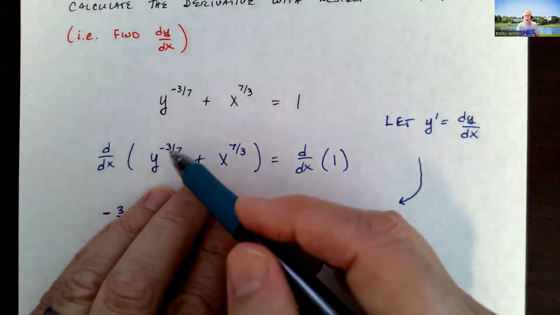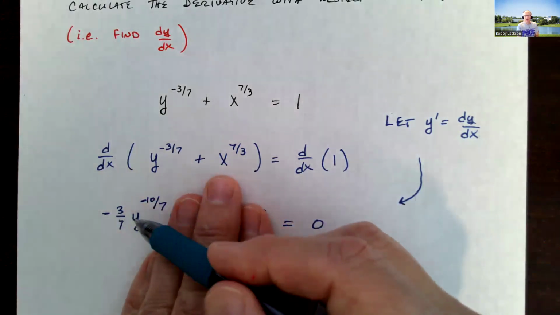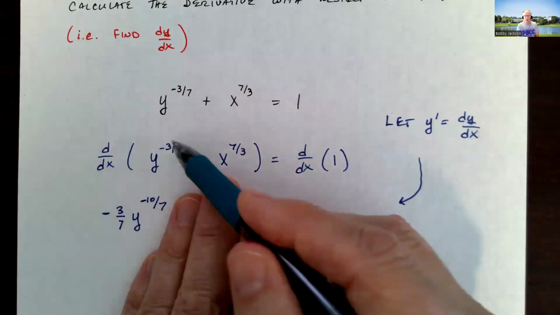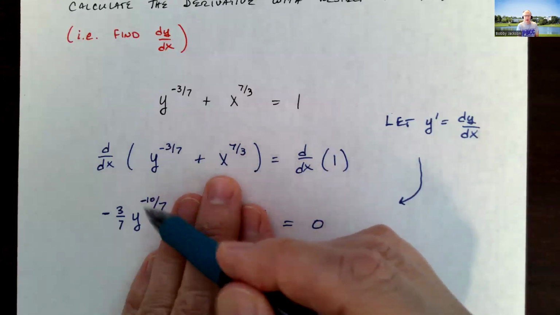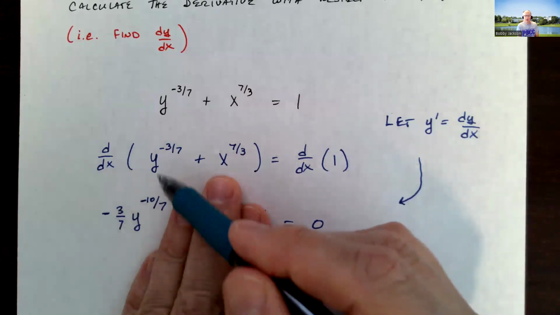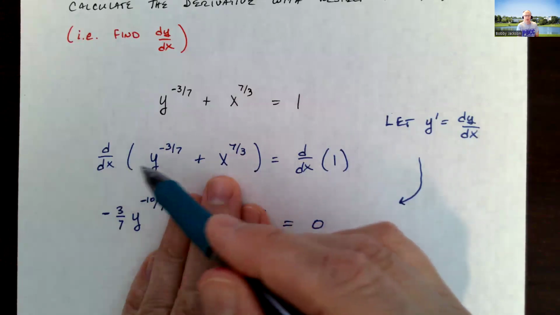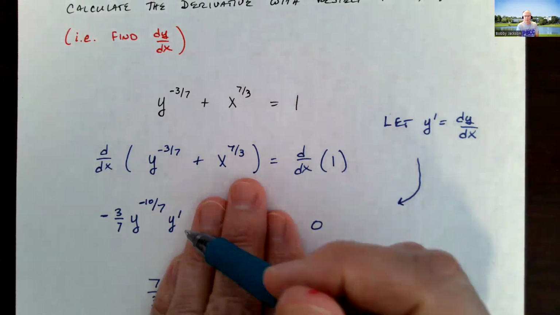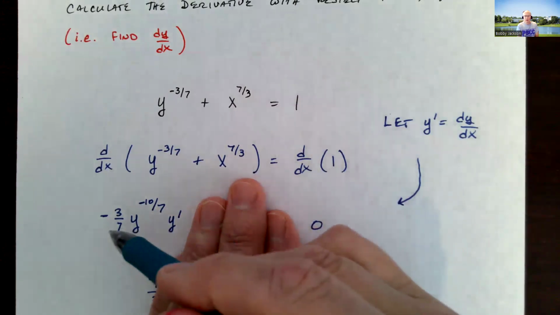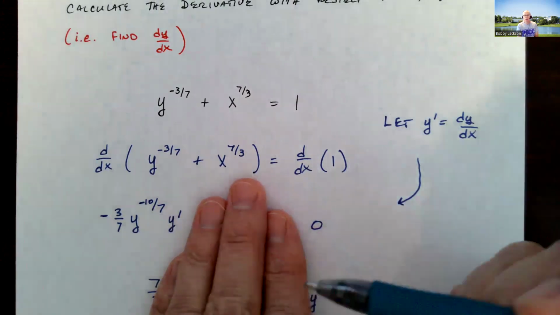Because we're taking the derivative with respect to x of this. So the outer function is y to the negative 3/7, and that derivative will be negative 3/7 y to the, subtracting 1 or 7/7 from negative 3/7 gives me negative 10/7. There's the derivative of the outer function times the derivative of the inner function. What's the derivative of the inner function with respect to x? Well, that's just dy dx. Instead of dy dx, again, I'll write y prime. So this is negative 3/7 y to the negative 10/7 times y prime.